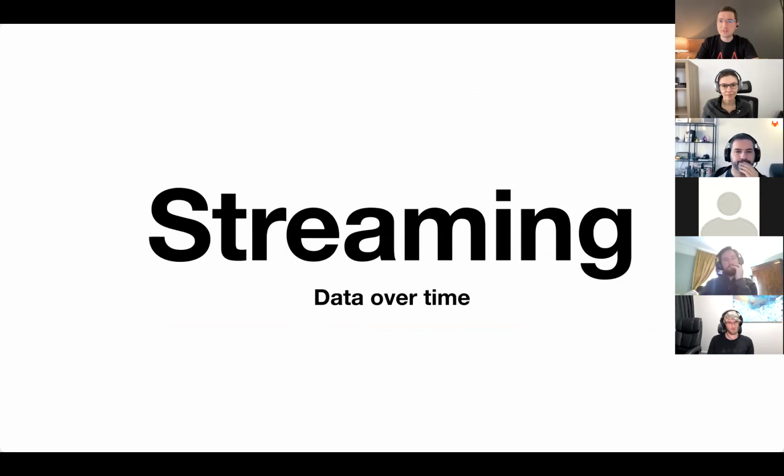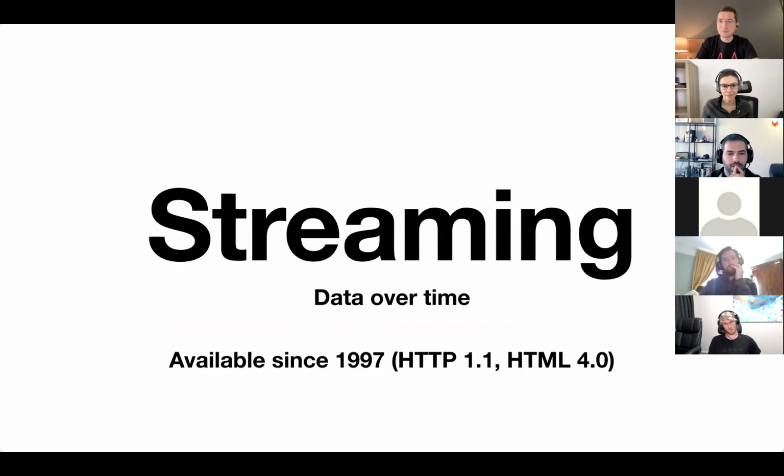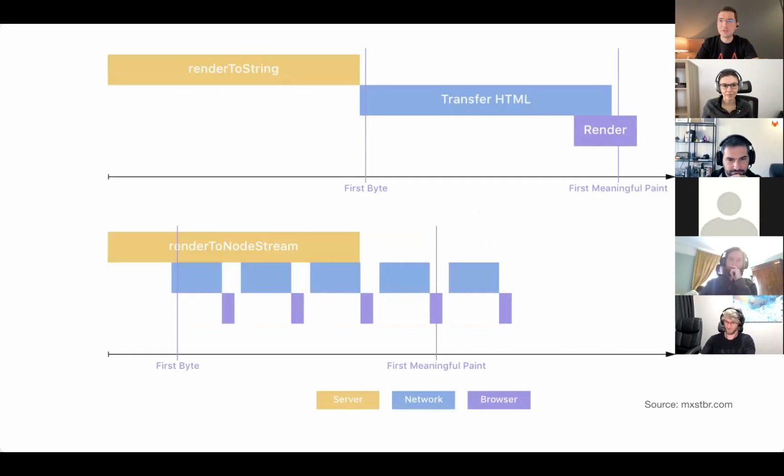Streaming means sending data over time. Streaming is not a new technology. It has been with us since 1997. With streaming, you can send your content in small chunks as it renders. It means much lower FCP and LCP times. In addition to that, you can start your request for CSS and JavaScript much sooner.